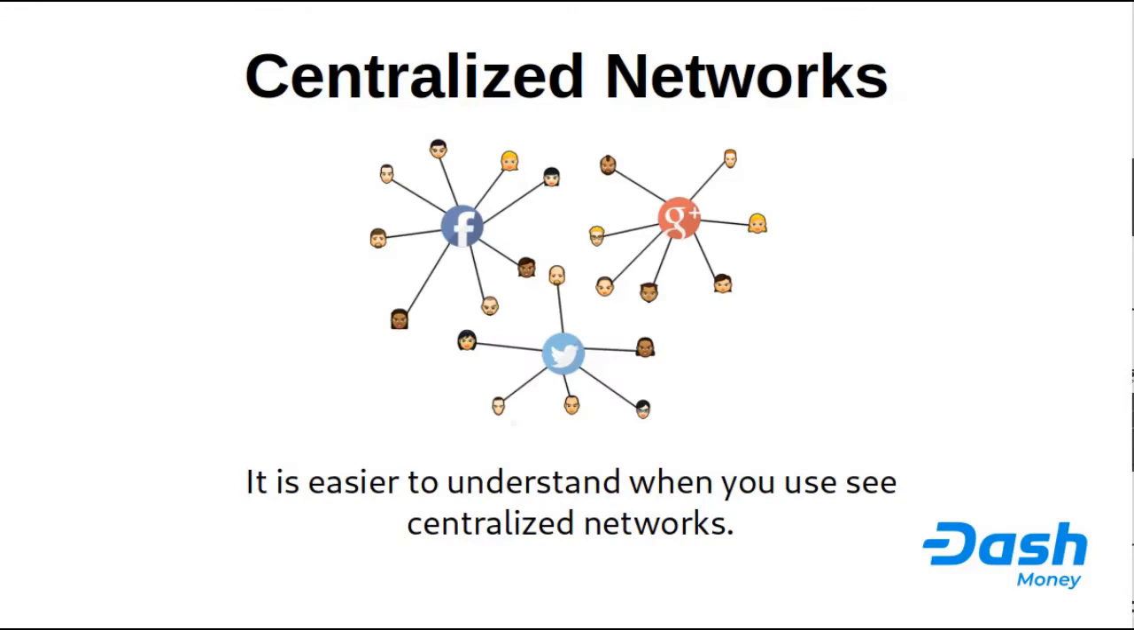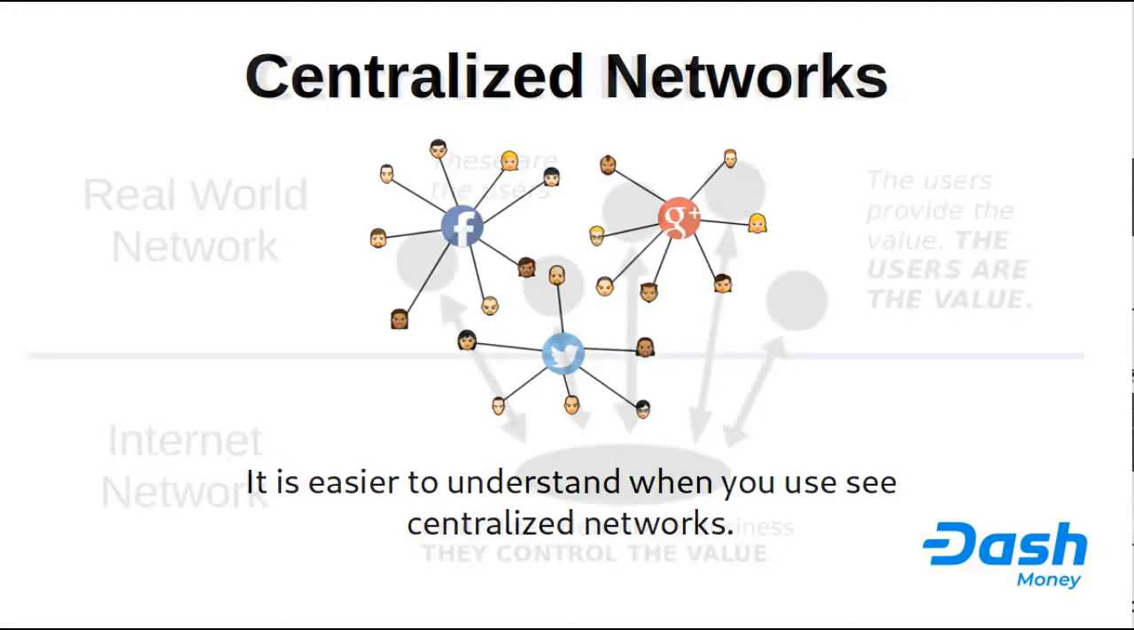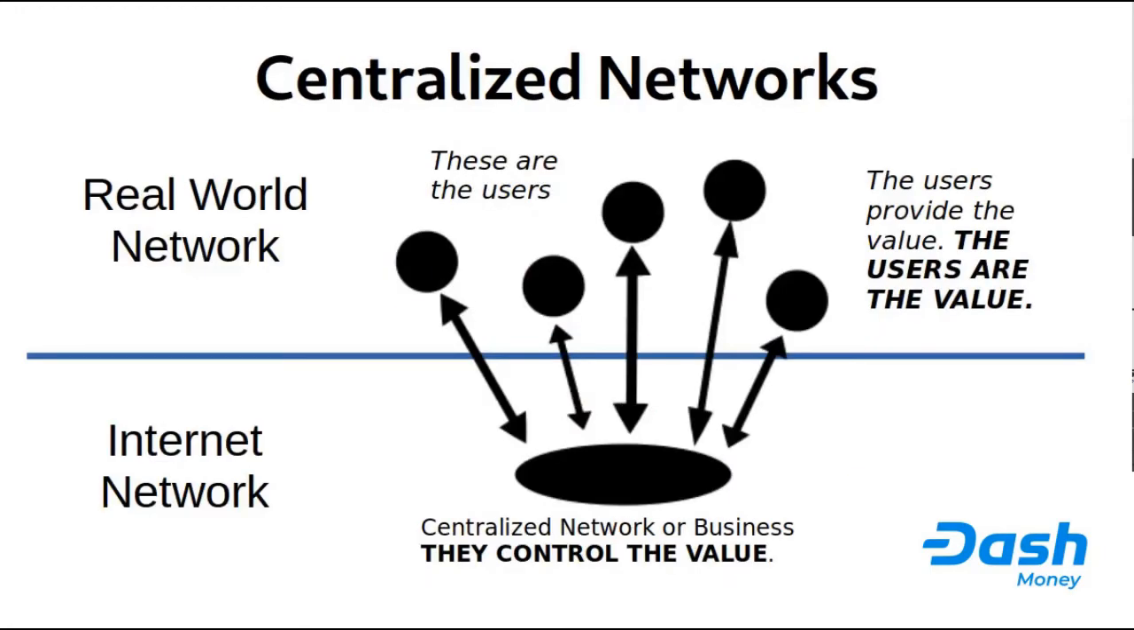So we'll first look at centralized networks in our two network abstract, and then we'll come back to the decentralized. So let's get into it. In this representation, the nodes or black circles in the real-world network are the users, and the large black hole in the internet network is the centralized entity, so it could be a business or anything else. In this configuration, the users are the value, and the centralized entity controls the value of the network.